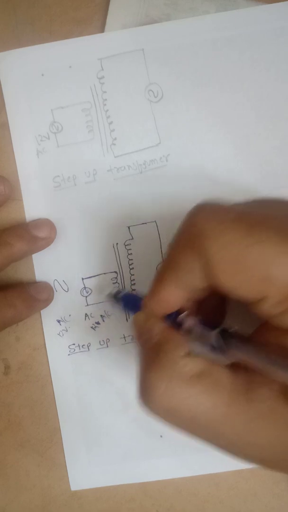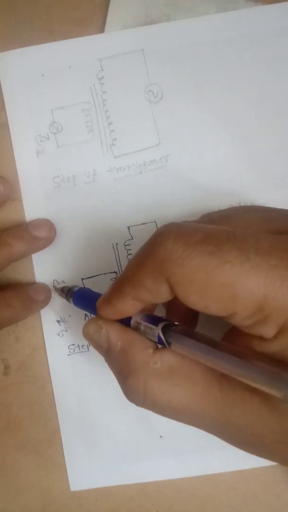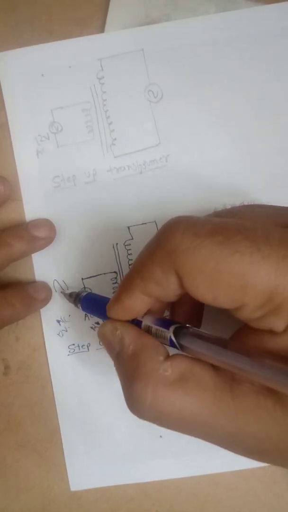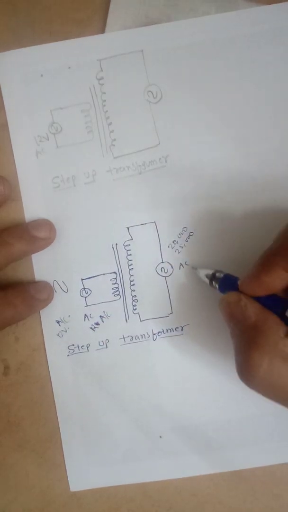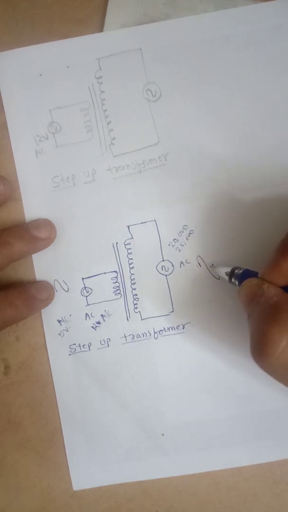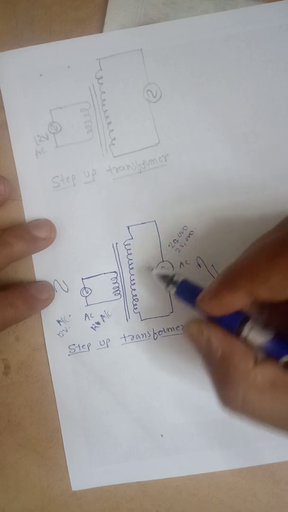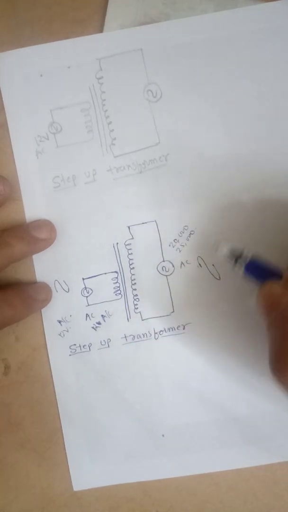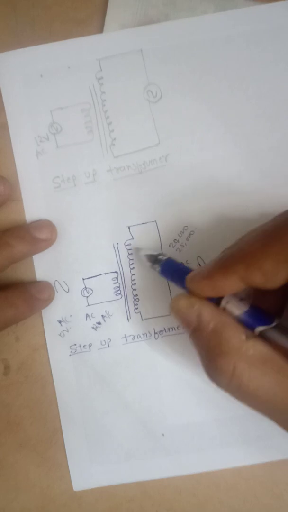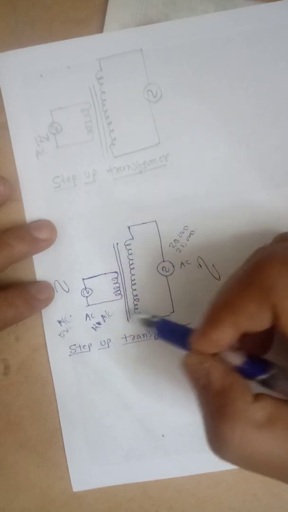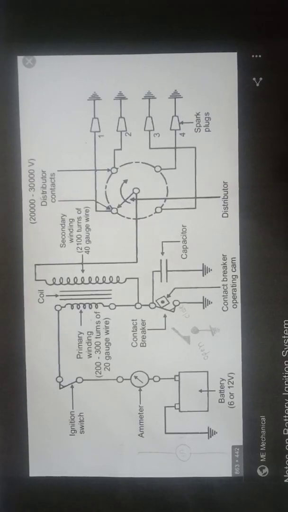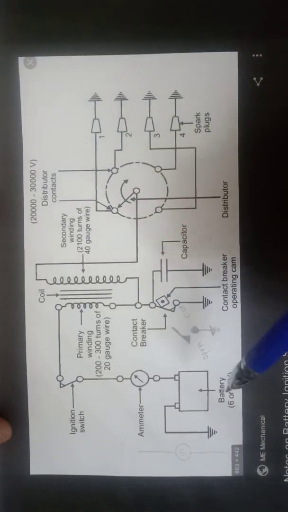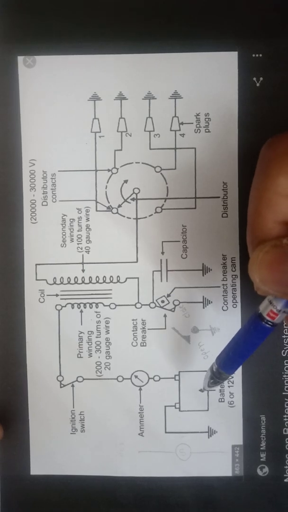whenever there is a change in voltage in the primary current, there is a large change in the voltage in the secondary of the step up transformer. The same principle is applied to the battery coil ignition system. So now let us see the working of the battery coil ignition system.